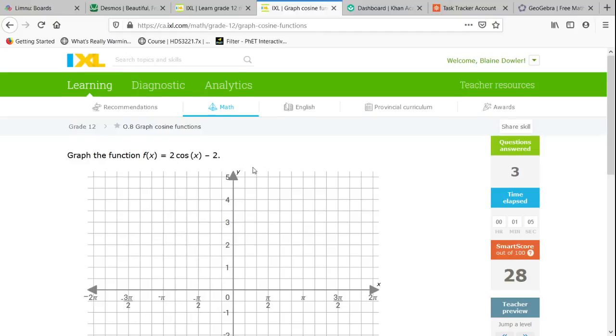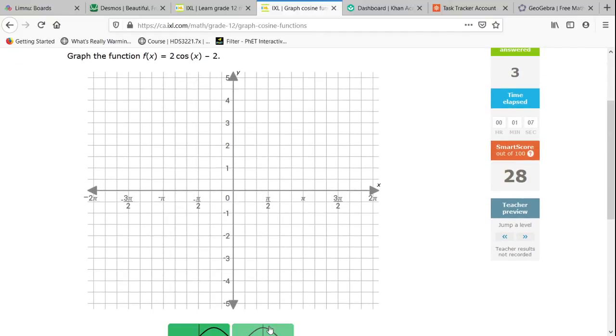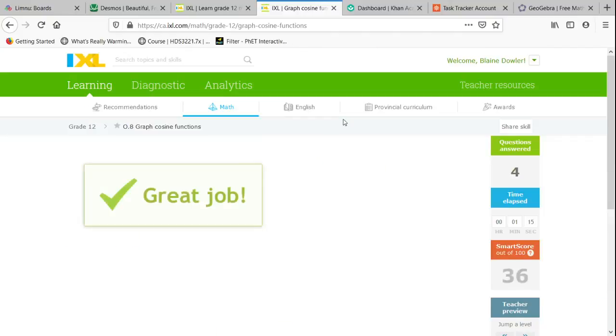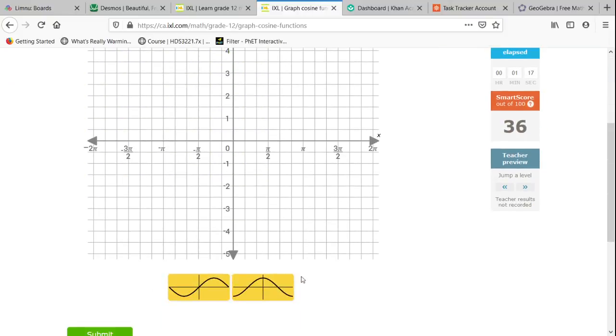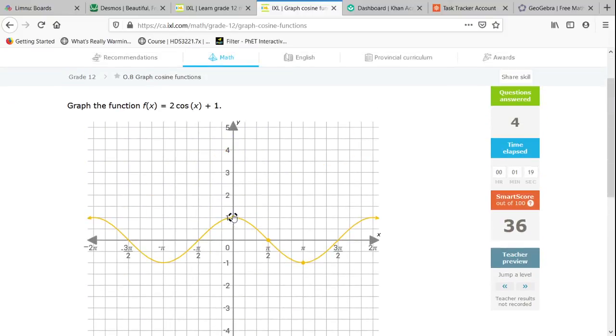Now we have a 2 cos x minus 2. So we have a 2 with the cosine of x, and then we bring it down to 2 cos x plus 1. Again, we change the amplitude first. Then we bring it up 1.